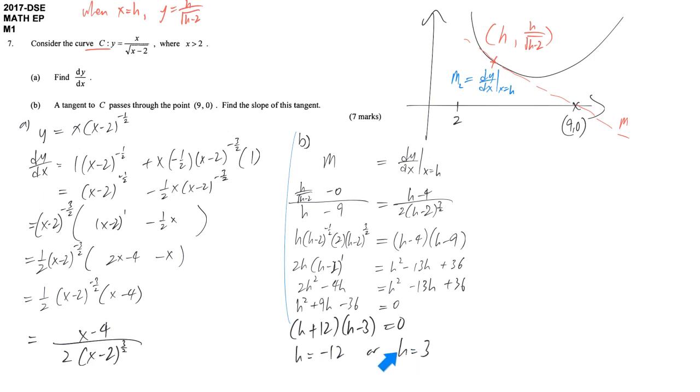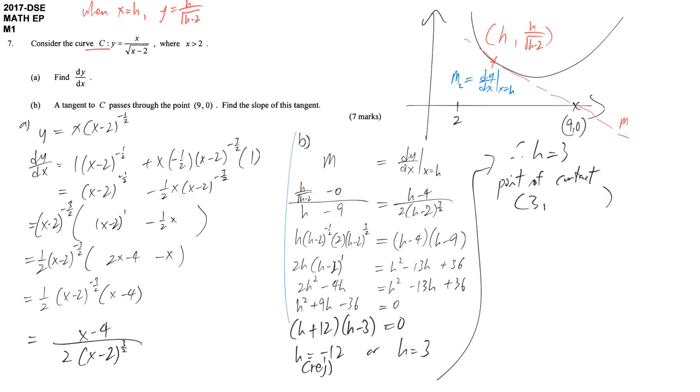Again, we have two possible solutions. Then we check, do we need to reject any? We find that x is always larger than 2, otherwise what is inside the square root will become negative and create an imaginary part. So this is rejected. We find that h is equal to 3. So the point of contact has x equal to 3, and then y is 3 divided by the square root of 3 minus 2. That means 3, 3. This point is (3, 3).